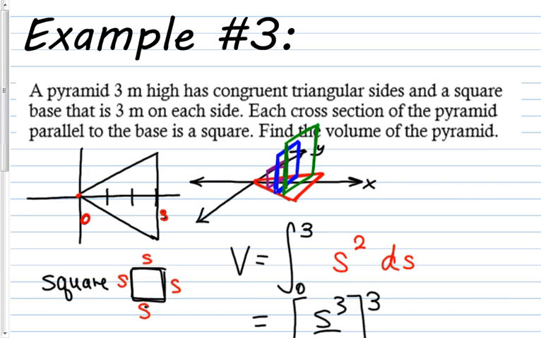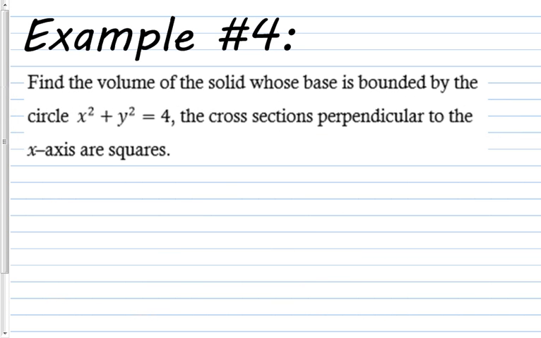Example 4. Find the volume of the solid whose base is bounded by the circle x squared plus y squared equals 4. The cross sections perpendicular to the x-axis are squares. Okay, so more fun drawing.